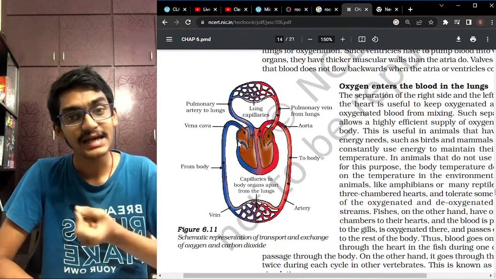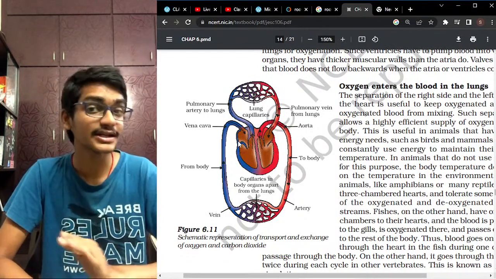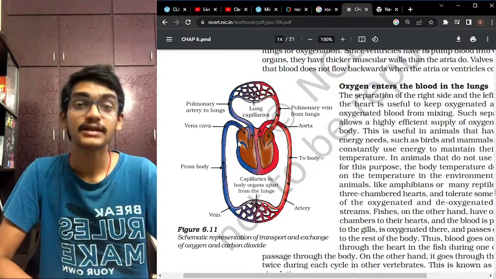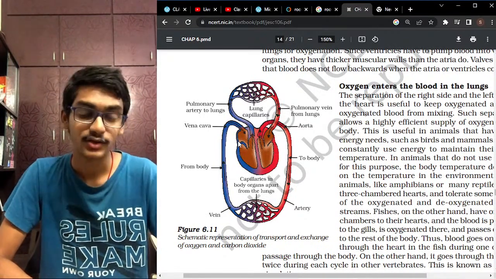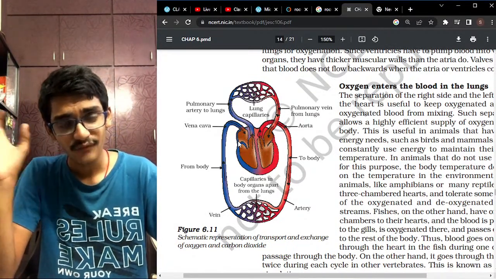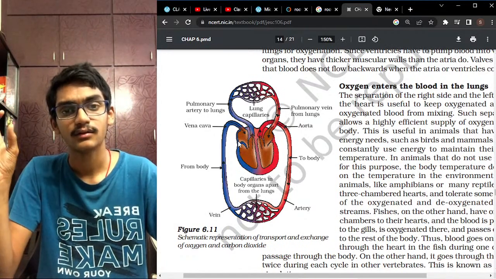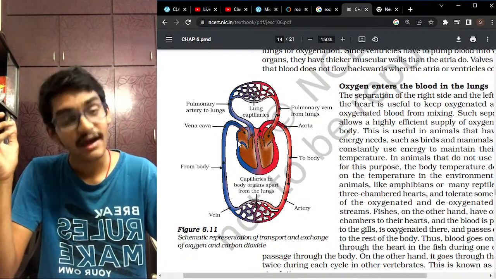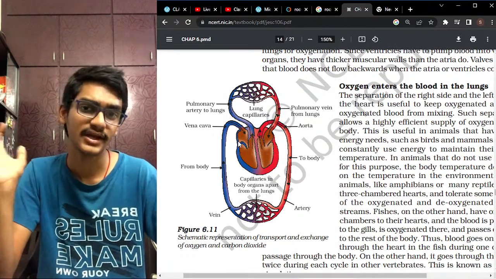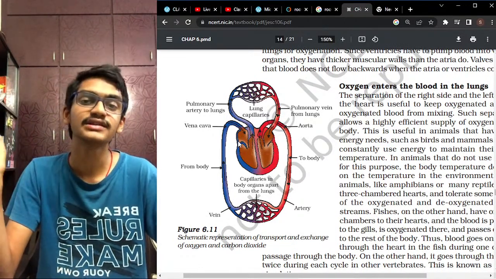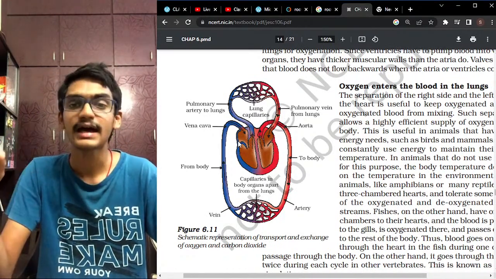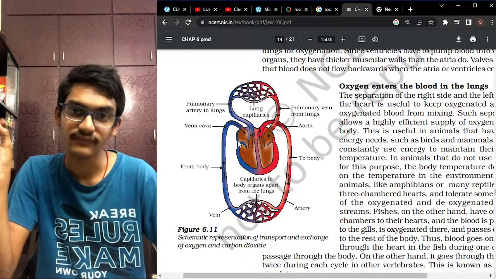So veins will actually have the valves because the blood is not under greater pressure. Because of it, there might be some chances of the blood reverting back. The blood can go back. So in order to prevent those kinds of situations, veins have valves, whereas arteries do not have valves, because blood is already under greater pressure and there is no chance of the blood reverting back. So that's the reason the arteries do not have valves, whereas veins have valves.